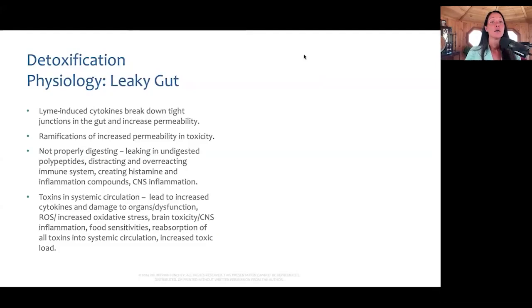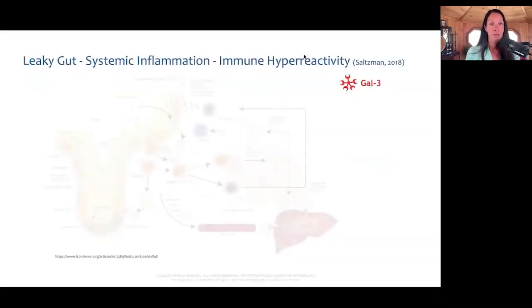So, again, to summarize, we have this Lyme-induced cytokine response that breaks down the tight junctions in the gut, and this increases permeability to toxins and to undigested polypeptides from foods. And all of this is going to cause an overreaction of the immune system. It's going to create a histamine response, and it's going to lead to more inflammatory compounds being generated and ultimately central nervous system inflammation and dysfunction. And here are just some studies backing this up.